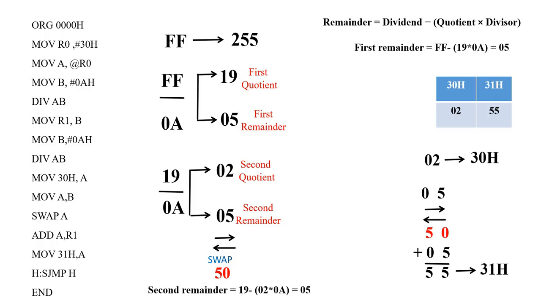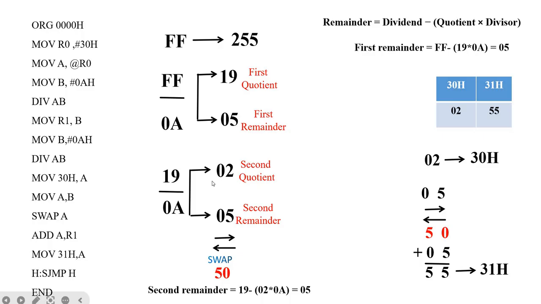Now this is not the final answer. We have just got the digits, that is 05, 02 and 05. We got the digits which are required for the answer, but it is not the final answer. The final answer should be 255, but this cannot be stored in a single memory location. So for that we have to store 255 as 02 and 55.